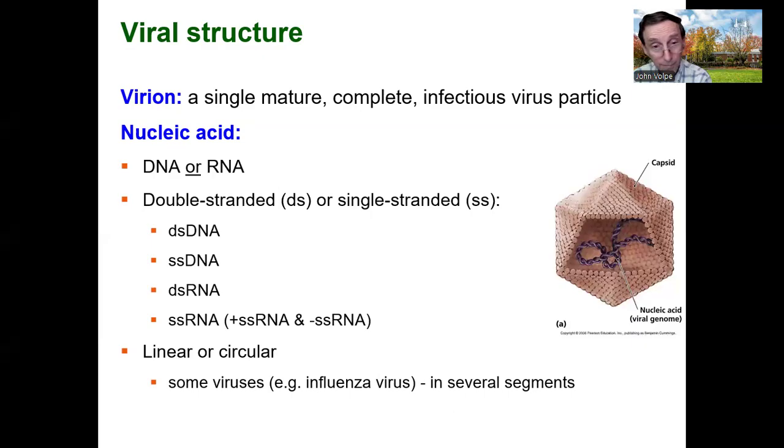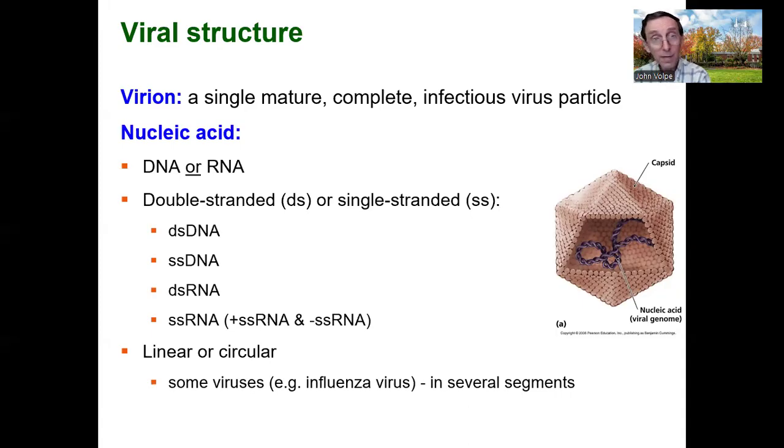The negative single-strand RNA is the complementary strand to the positive strand, so it does not code AUG, and the ribosome cannot read it. Any questions about positive single-strand RNA and negative single-strand RNA?